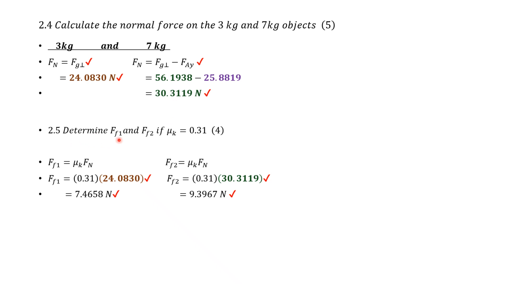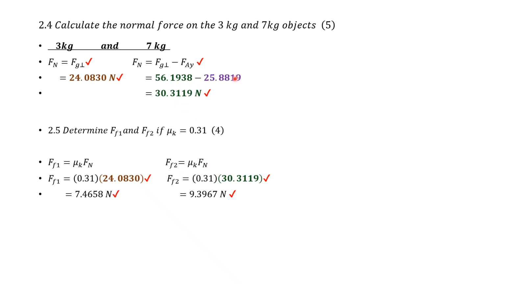2.5, determine the force of friction 1 and force of friction 2. Mu k equals 0,31. So 1 was for the 3 kg and 2 was for the 7 kg. FF1 equals mu k Fn, FF2 equals mu k Fn. The equation is the same. Mu k is 0,31, the coefficient of kinetic friction, and my normal force is 24,0830. Multiply out, we get friction 1 as 7,4658 newtons. For friction 2, mu k Fn, my normal force, 30,319.